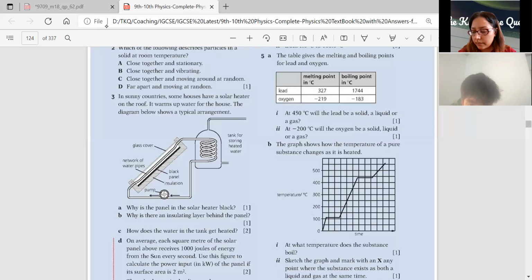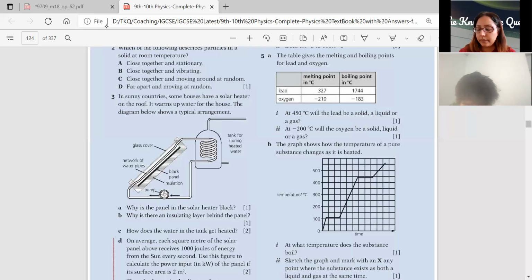Minus 200. Again, once it reaches minus 219, it will melt and turn into a liquid. And staying at minus 200 will mean it does not have enough energy to be able to boil, which it reaches at minus 183. So minus 200 will be again liquid.